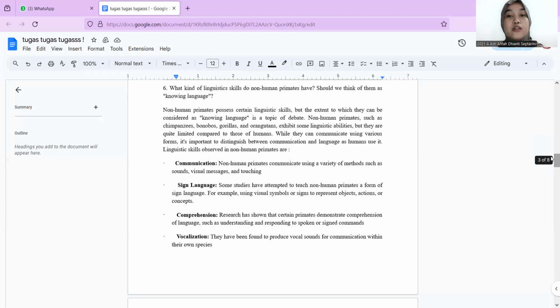Non-human primates communicate using a variety of methods such as sounds, visual messages, and touching. And then sign language. Some studies have attempted to teach non-human primates a form of sign language, for example, using visual symbols or signs to represent objects, actions, or concepts. And then comprehension. Research has shown that certain primates demonstrate comprehension of language, such as understanding and responding to spoken or signed commands. And then vocalization. They have been found to produce vocal sounds for communication within their own species.